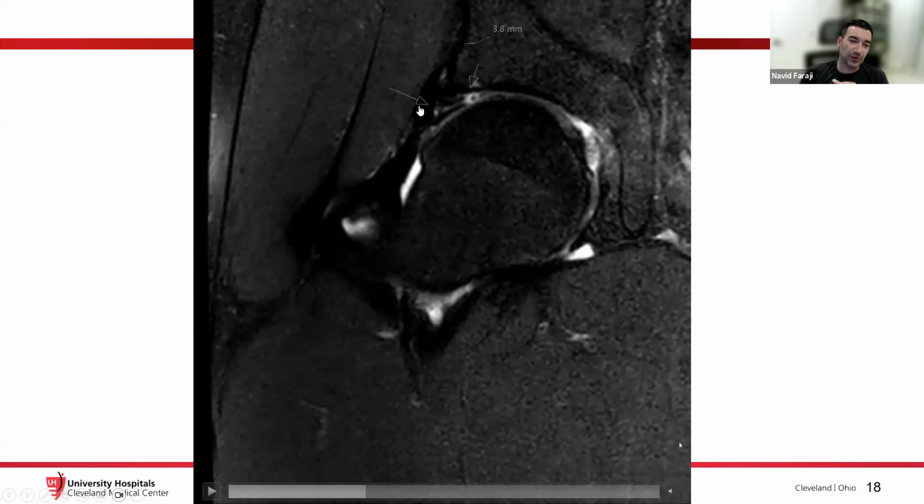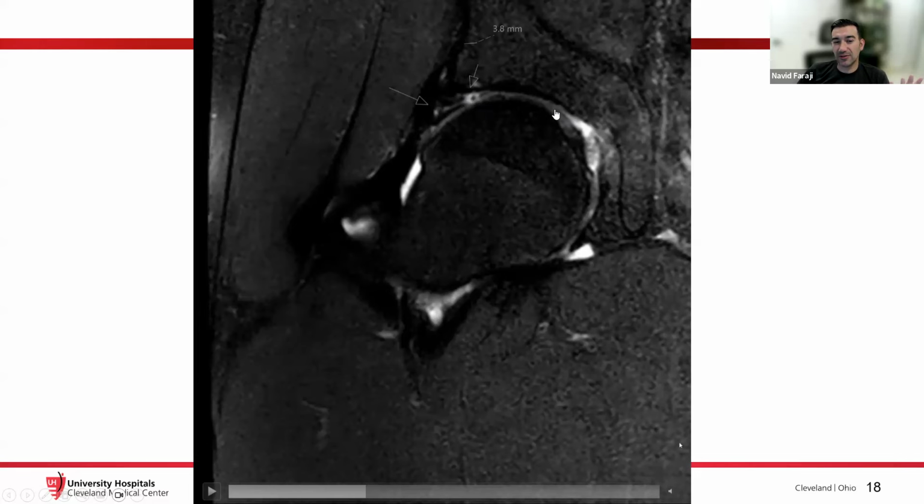The labrum is made of fibrocartilage. It's highly organized, and generally on MR, structures like that don't give a lot of signal. Similarly, tendons are highly collagenated and organized. They don't give a lot of signal. So when these things that should be black or hypointense are infiltrated by fluid or have linear fluid signal intensity disrupting them, that's indicative of an issue. And in this case, it's a labral tear.